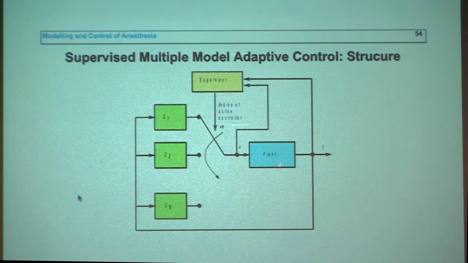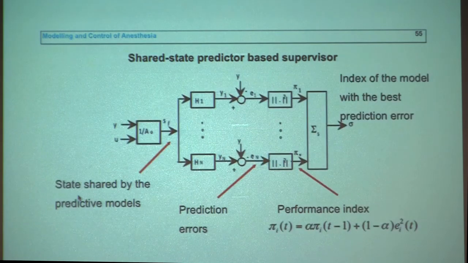How does this supervisor work? You have a number of candidate models, and use these models to generate candidate values of the plant output. You compare it with the plant output. So Y1 and Yn are candidate values for Y. Y1 means what I expect Y to be, assuming that model number 1 is true.